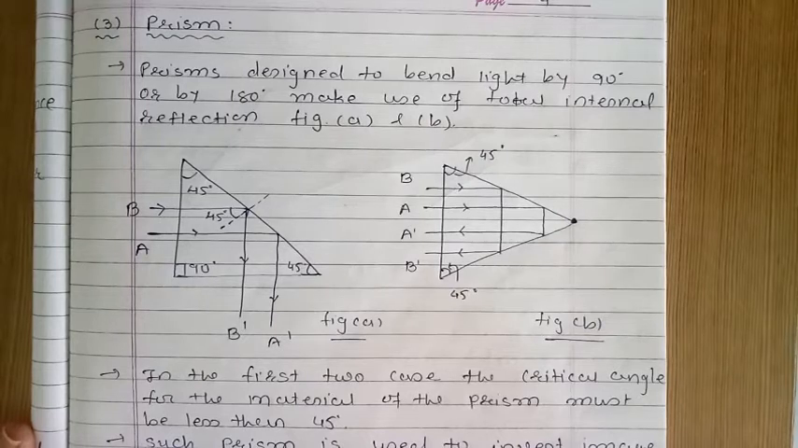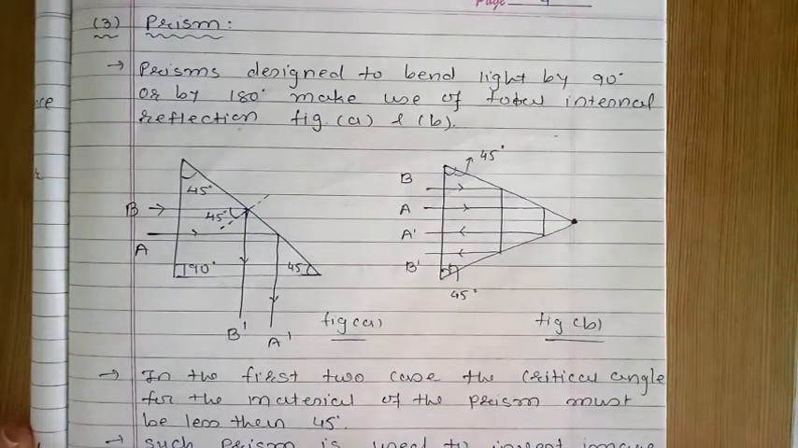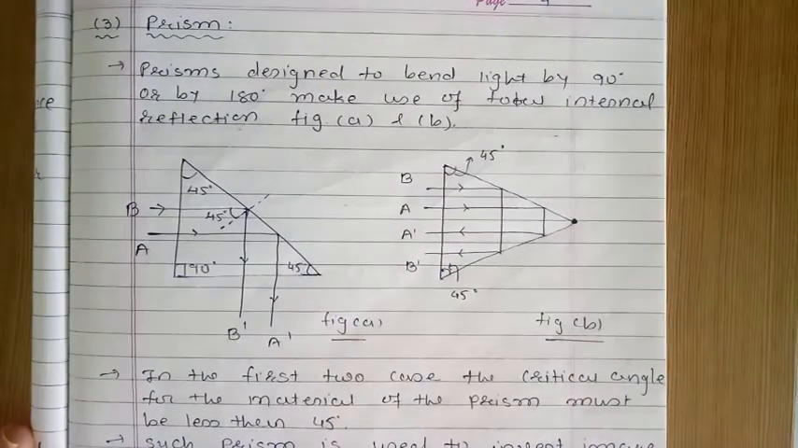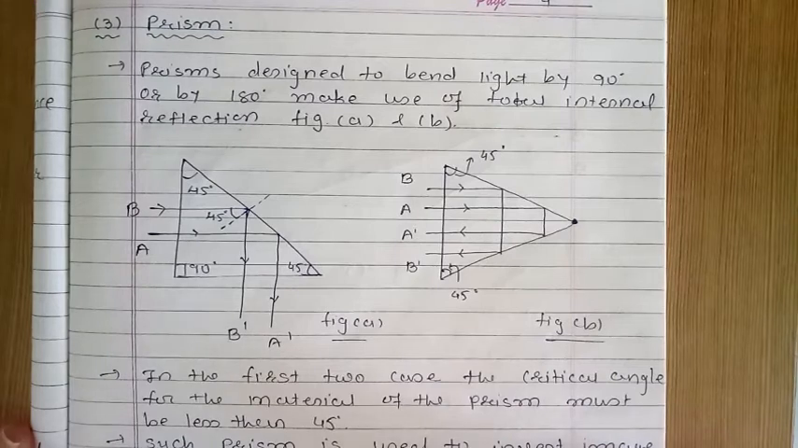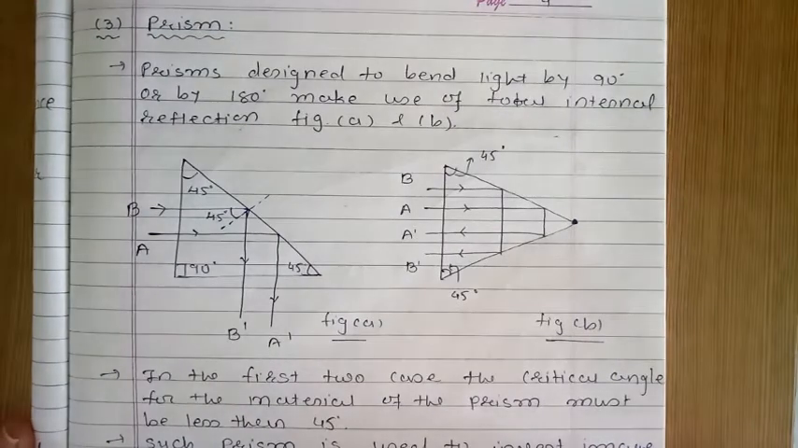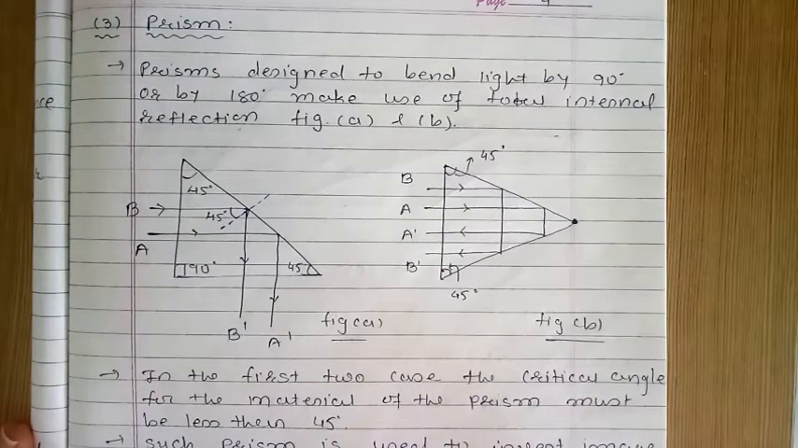So we already know there are four applications of total internal reflection: mirage, diamond, prism, and the last one is optical fiber. We already discussed mirage and diamond. Today we will discuss prism and optical fiber. So first of all, we are starting with prism.